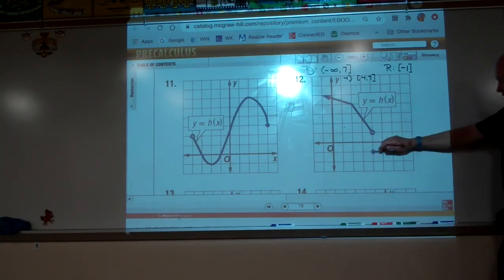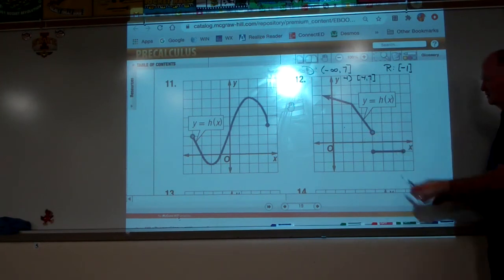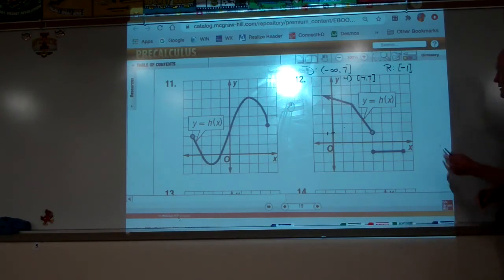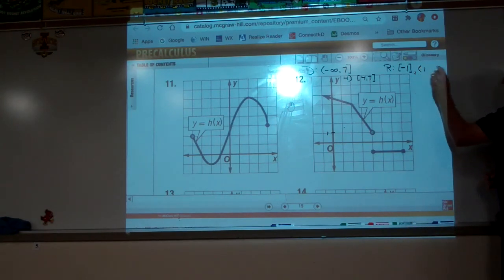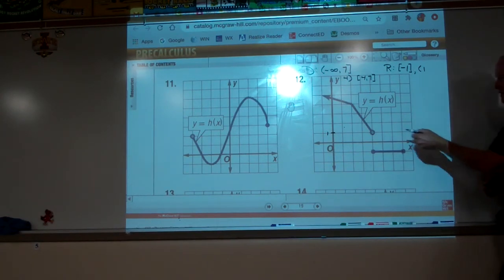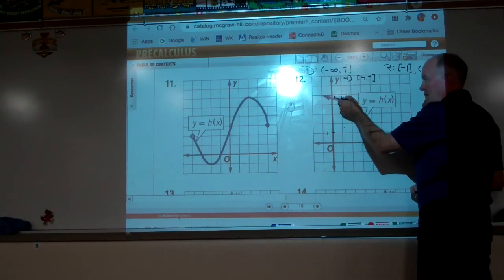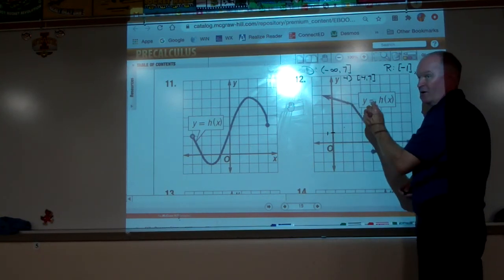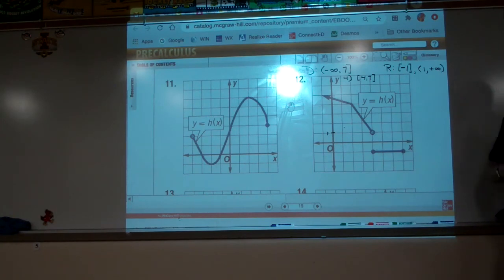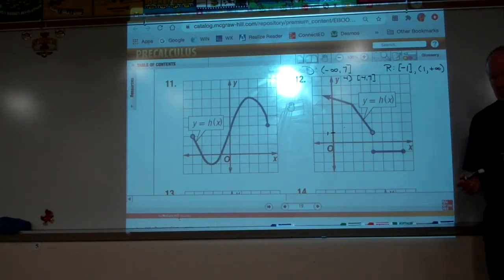Then what's the next thing I run into? I run into this at 1, isn't it? And that's an open dot at 1. That goes all the way to the top until I hit an arrow. Arrow on the top, positive infinity. And also because, could I put negative infinity on that side? No. And there you go. There's the domain and the range.